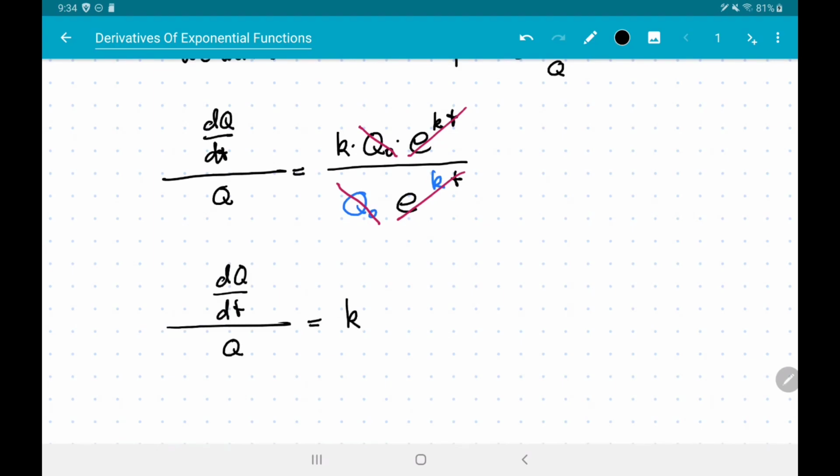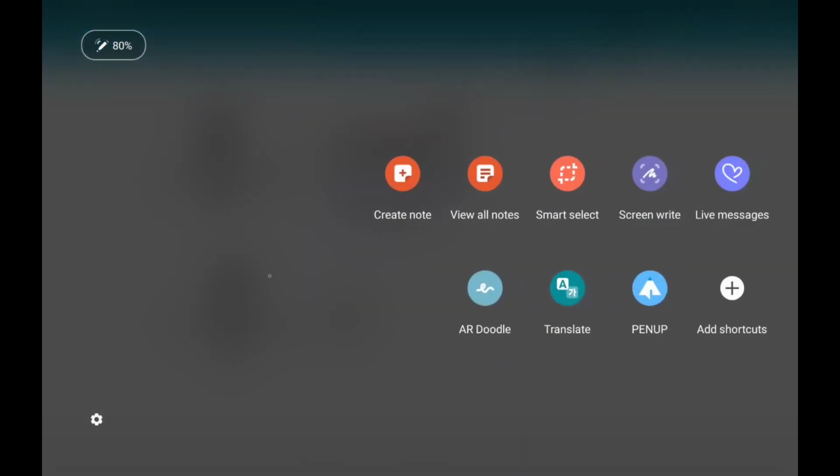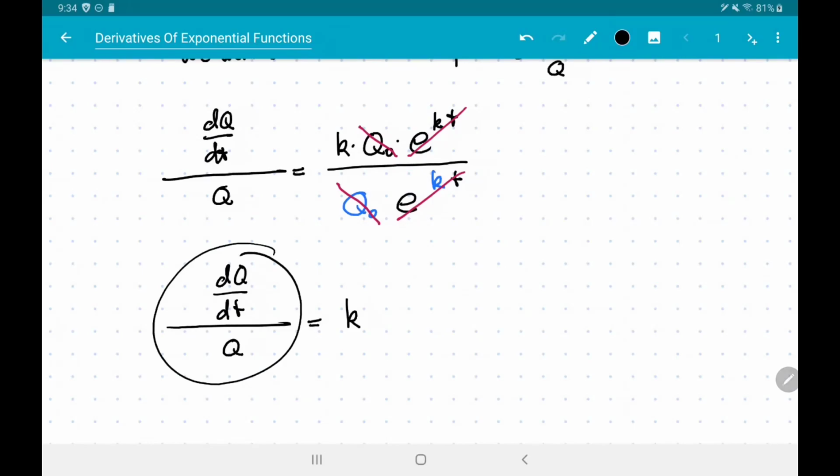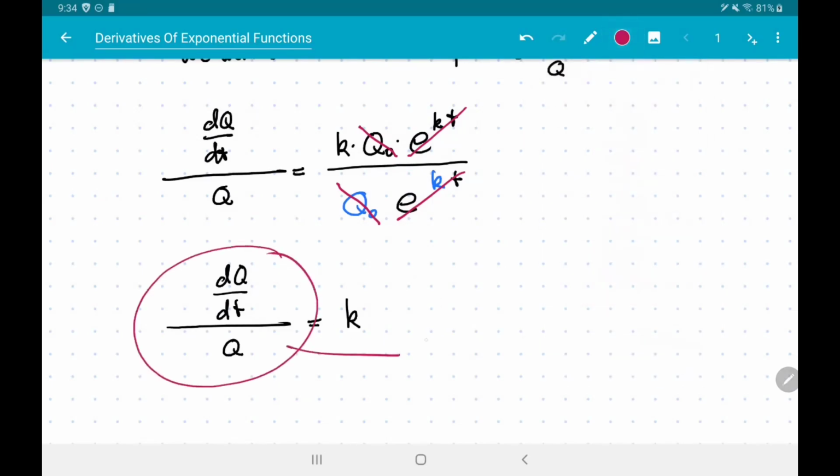Now, what is the significance of this? The first is that this thing on the left is a relative rate of change. So let me do this. This is a relative rate of change of q with respect to t.